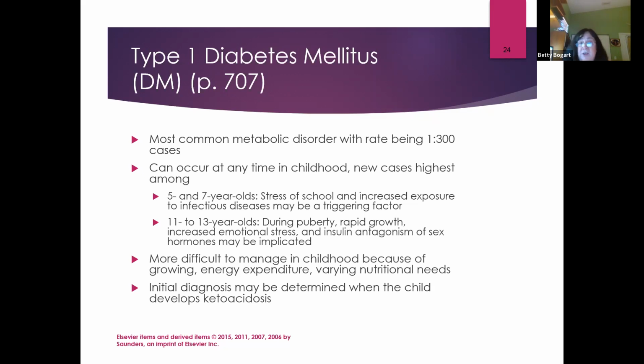So these children between 5 to 7, you're going to see it happen because of stress. And stress affects your whole body. And then 11 to 13, this is that pre-adolescent growth spurt. This is when you're starting to go into puberty and menstruation and all that, and all those hormones that can cause it too.